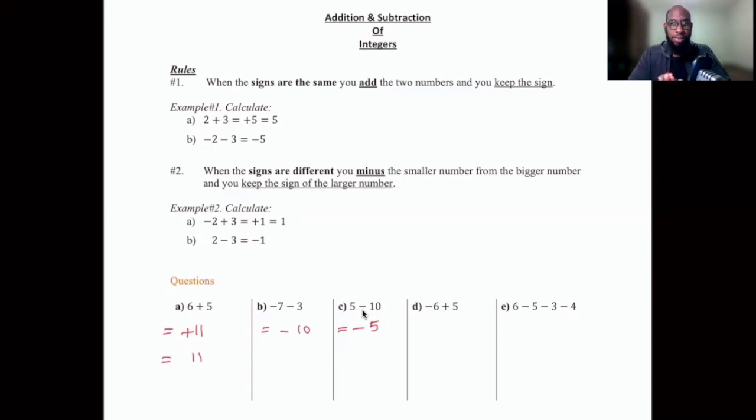The short way I sometimes tell students, find the difference, keep the sign of the larger number, right? So when you find the difference, 5 from 10 is 5, keep the sign of the larger number, right?